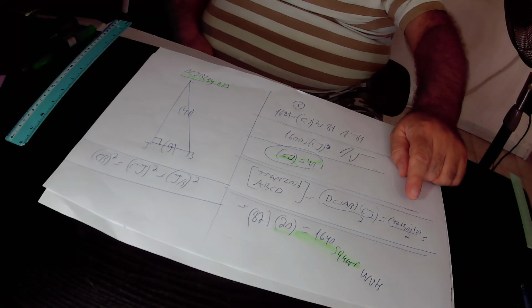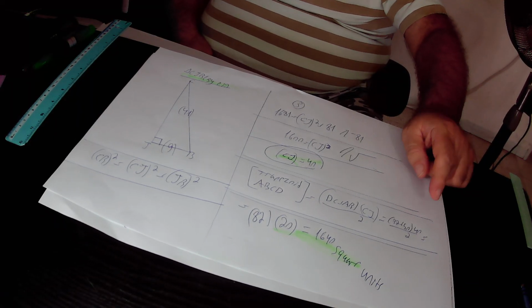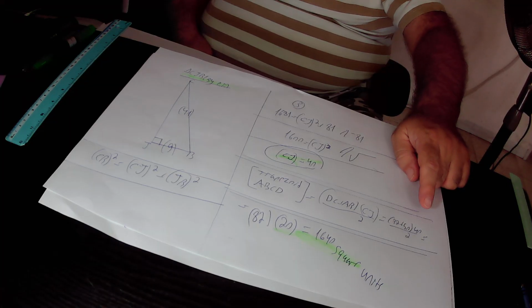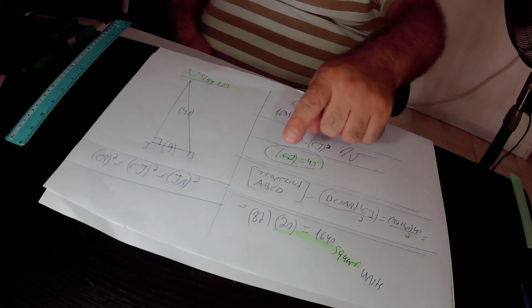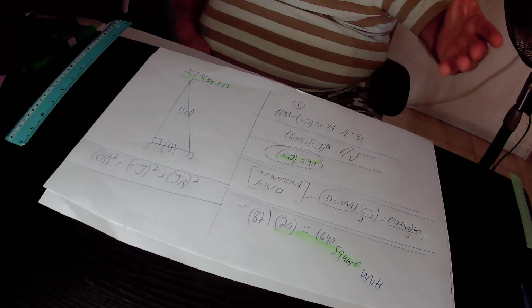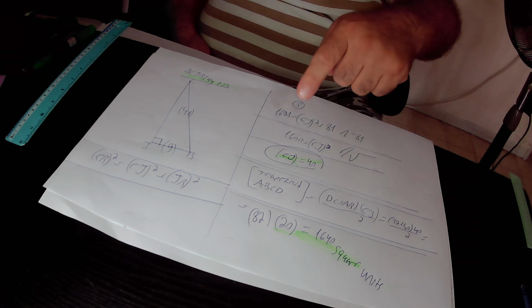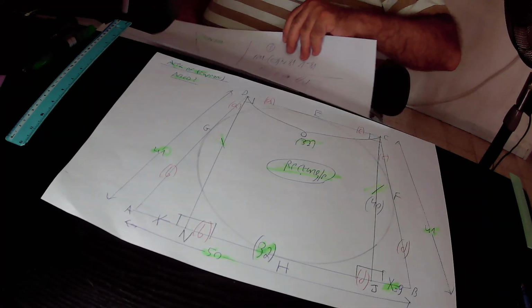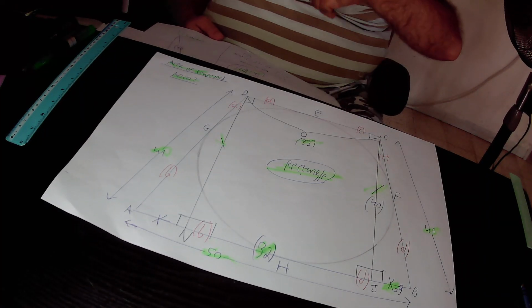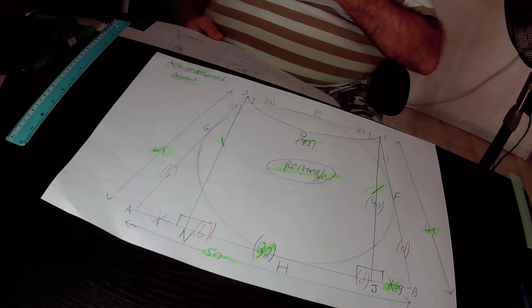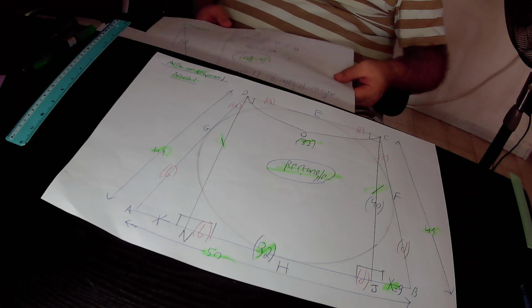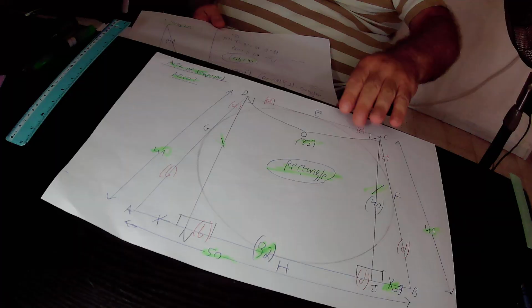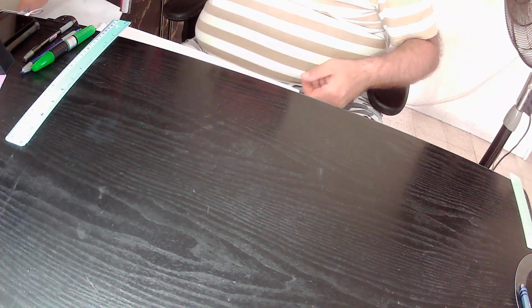DC is 32, AB is 50, and CJ is 40, divided by 2. 32 plus 50 is 82, and 40 over 2 is 20. So in total, the area of trapezoid ABCD equals 82 times 20, that is 1640 square units in size. So we found out that the area of this trapezoid ABCD is 1640 square units in size. So I finish with the first question. In the next step, I present you the second question, and solve it using two different methods.